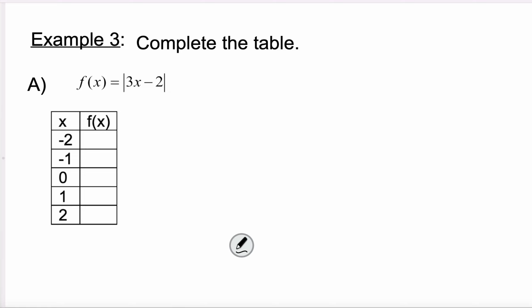Example 3 here, we're going to start looking at the next learning target. We're going to complete the table. The function here is f of x equals the absolute value of 3x minus 2. We're just going to plug in each of these values. So it says 3 times negative 2 minus 2, if I take the x value over there in the table. So what does that mean? You're going to complete what's underneath the absolute value first, and then do the absolute value at the end. So you have to follow the order of operations, which is PEMDAS.